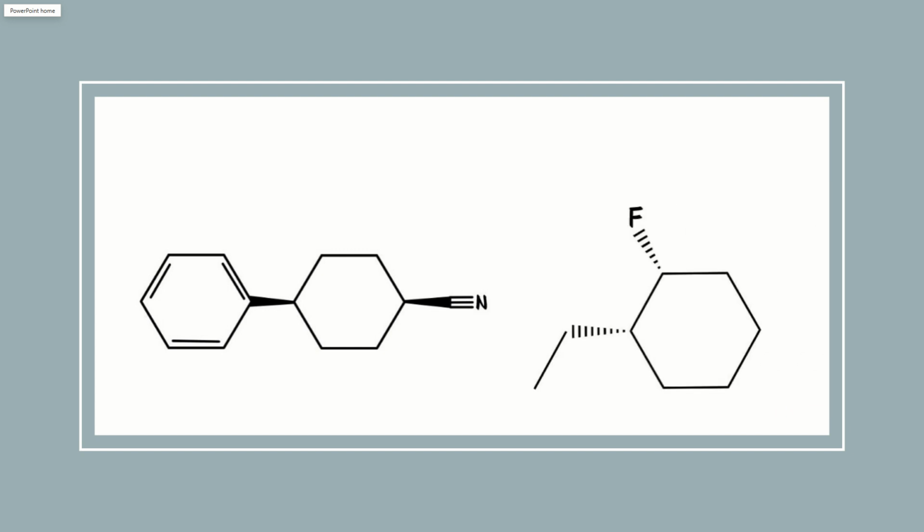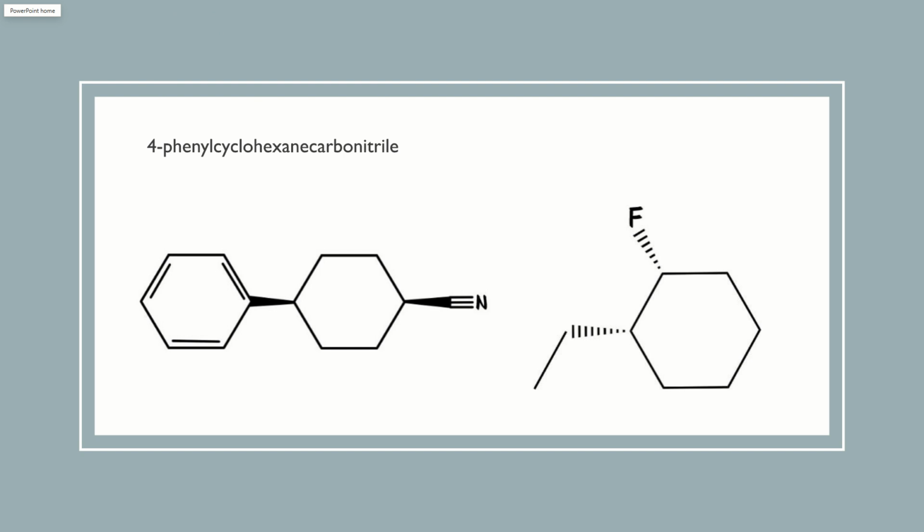The systematic name for the molecule drawn on the left is 4-phenyl cyclohexane carbonitrile. This is because the nitrile group attached to the cyclohexane is a suffix, i.e. carbonitrile, and the benzene ring attached to the fourth position, or the fourth carbon, on the cyclohexane ring is the prefix, i.e. phenyl group. Therefore, the systematic name is 4-phenyl cyclohexane carbonitrile.